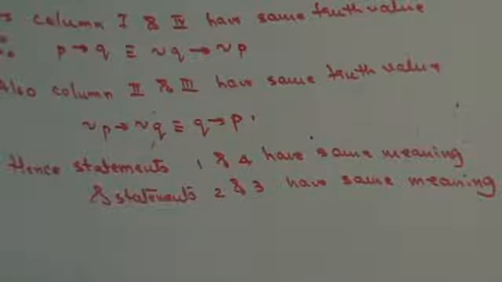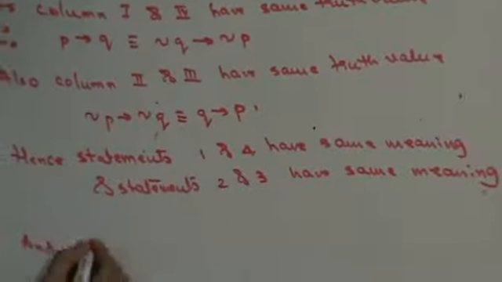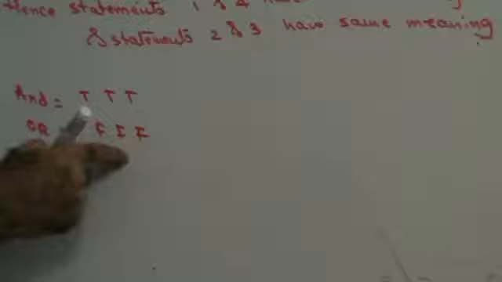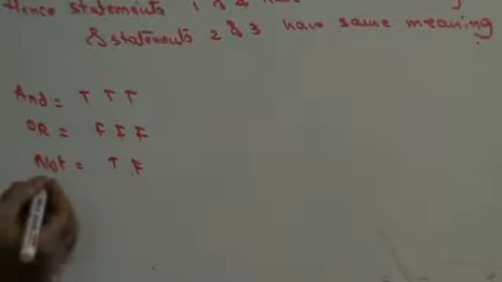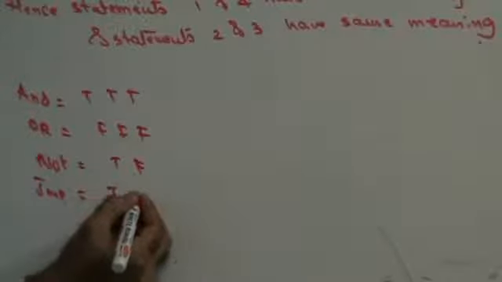Sir, could you repeat that method to remember the formulas? For all of them? Yeah. And is TTT: if the first statement is true, second statement is true, then the answer is true. Or is FFF: if the first statement is false, second statement is false, then the answer is false. Not is reverse: true becomes false and false becomes true. Implication is the if-then statement: if the first statement is true and the second statement is false, then the answer is false.